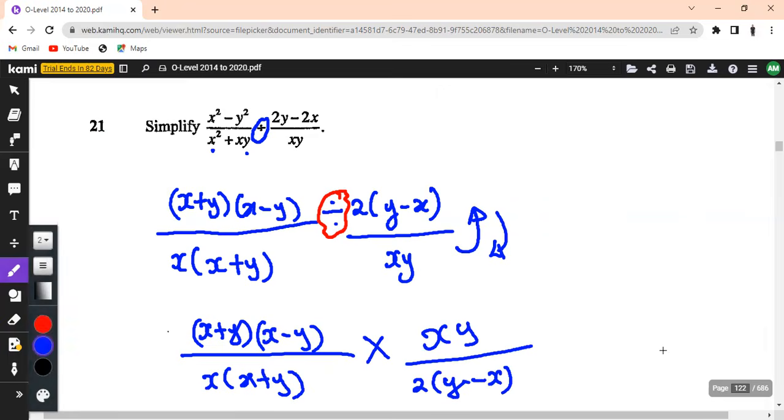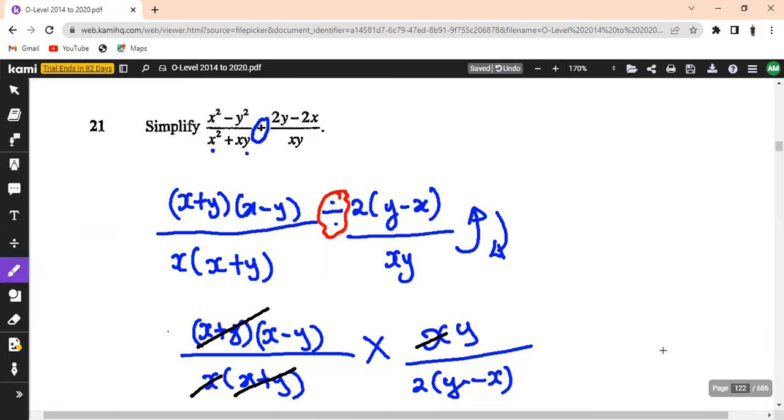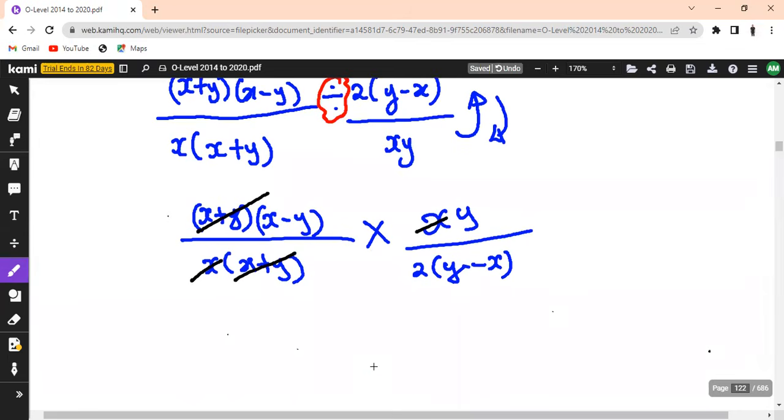Okay, so let us multiply and cancel whatever we can here. x plus y and x plus y, x and x can cancel. As long as it is in the numerator and the denominator, you can cancel. So that's what you're going to have. But cross-checking here, these two could have cancelled, but they are not the same. This is x minus y. This is y minus x.